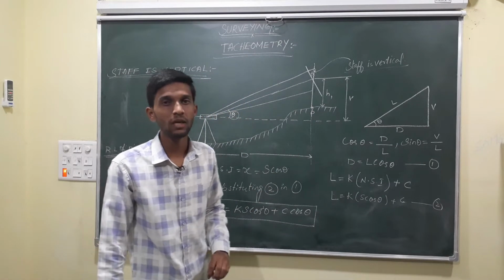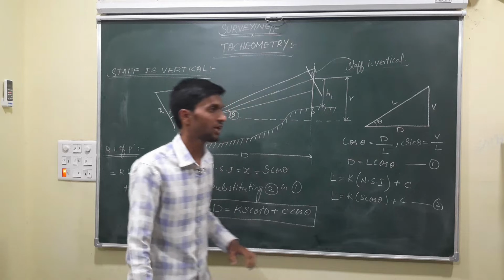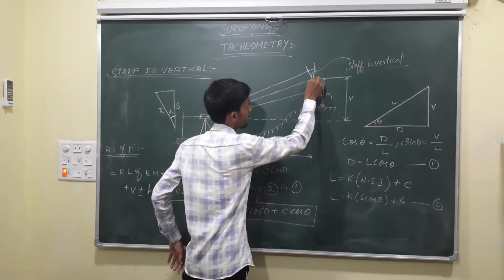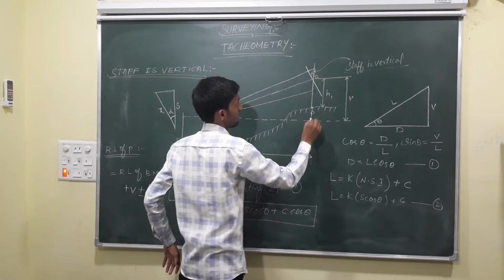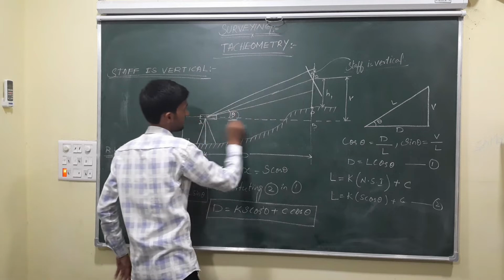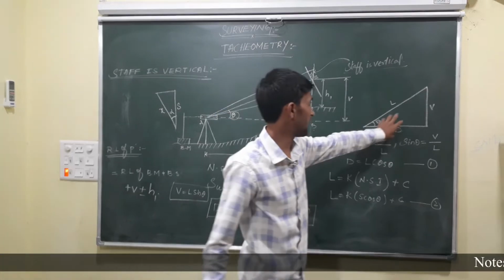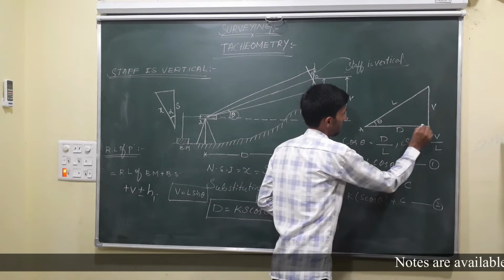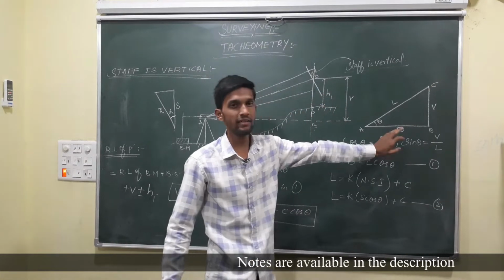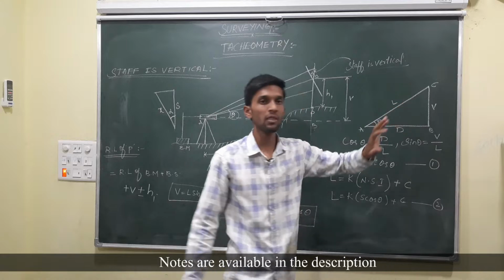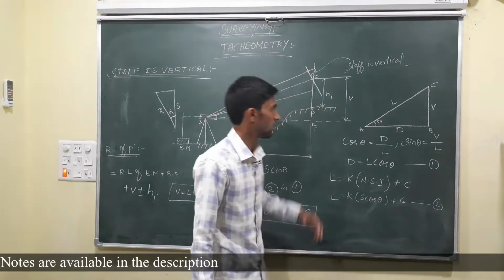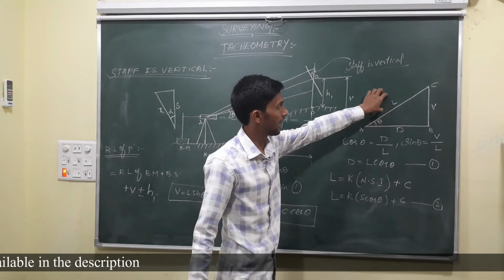For deriving the equation, first of all we have taken a triangle. Suppose this is C, this is B, this is A. I have taken out a triangle ABC. In that, D is the horizontal distance, L is the line of sight, and V is the vertical distance. We have to find out D and L.